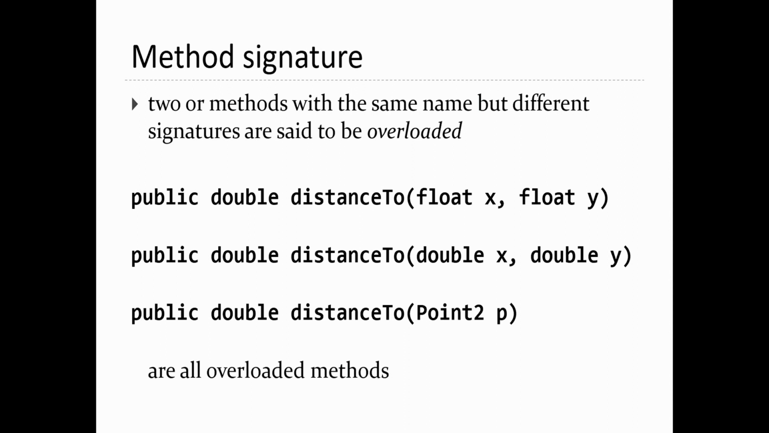Those are all examples of overloaded methods. Same name, different parameter lists, or different signatures. And you can keep on going. So you can have distance2(float, double), distance2(double, float), distance2(int), et cetera. As long as the signatures are different, they can exist in the same class.